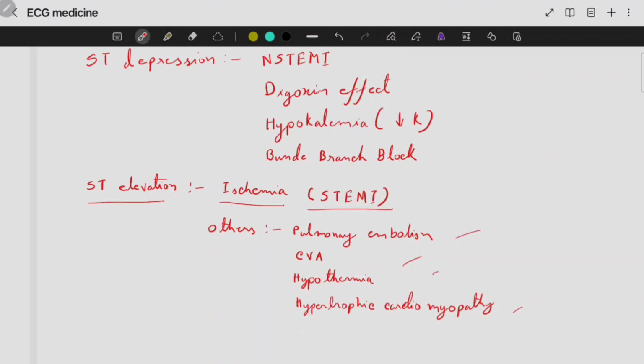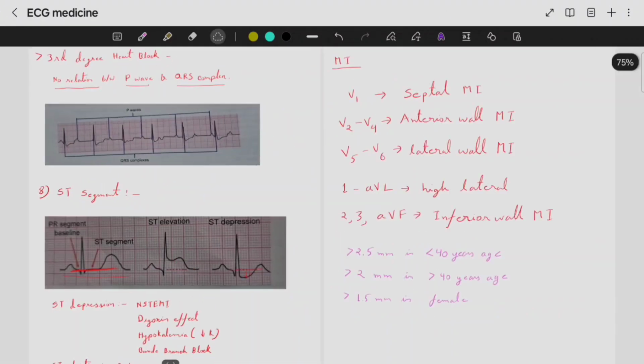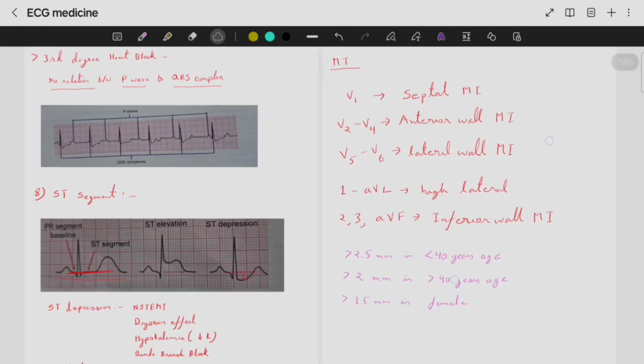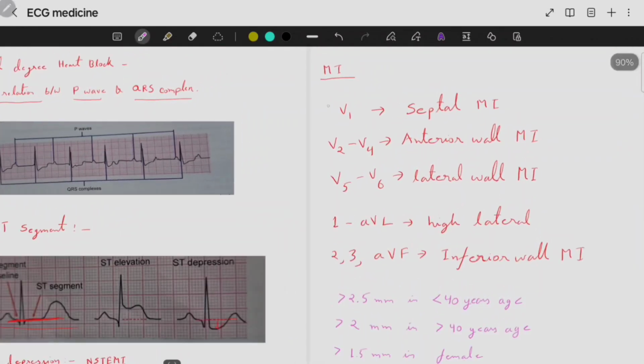Now see how to diagnose MI. MI, okay, means myocardial infarction. How to see the myocardial infarction and which wall is involved? Very easy. Okay, you have to understand just this data. You have to remember just this. At first, see in the lead V1. Okay. V1, if ST elevation is seen in V1 means the septal wall is affected.